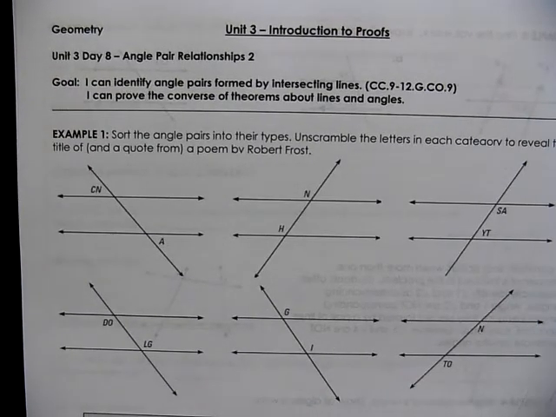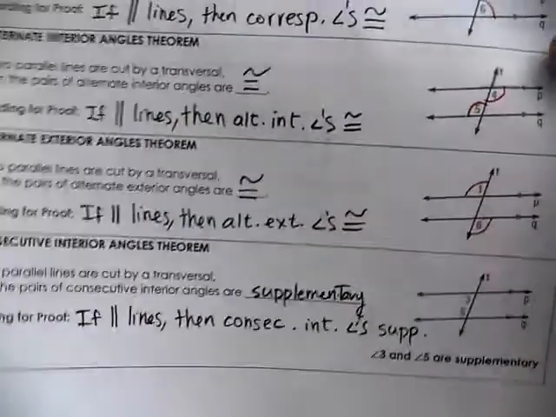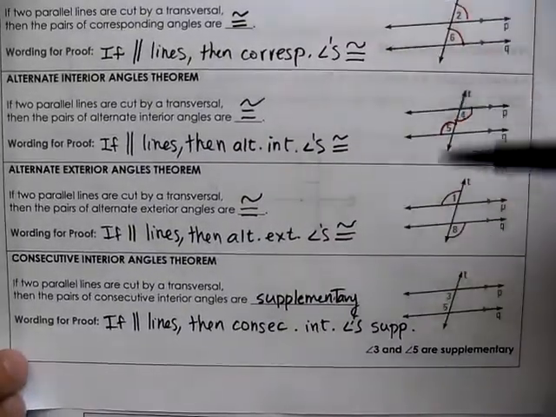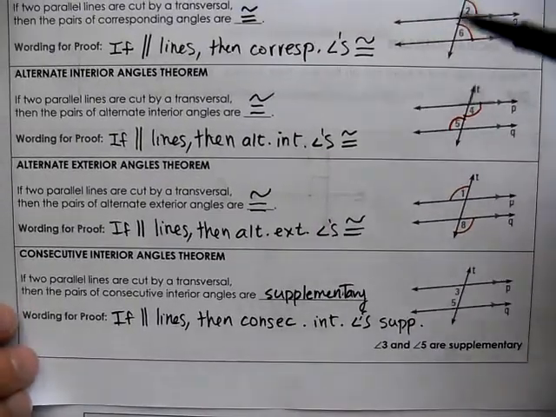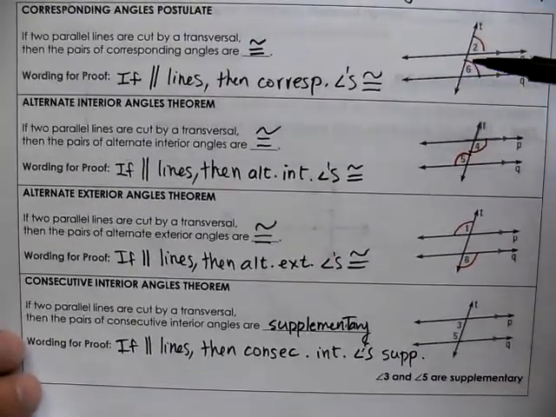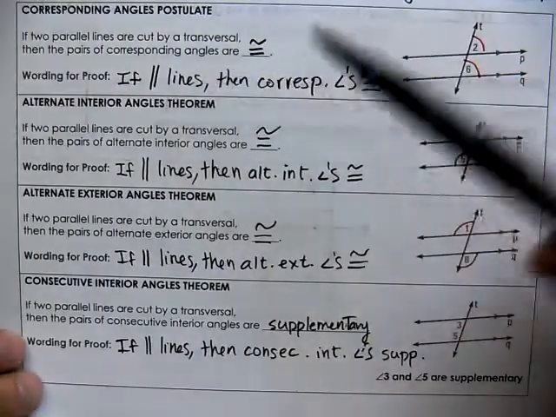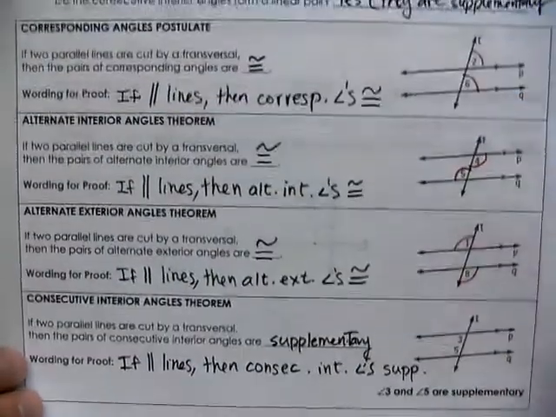Alright, hello everyone. Today we are continuing our work with using the angle pairs we learned in our previous day of notes. So let's go back to the previous day of notes and just review what those angle pairs were. There were four types and they were created if we had parallel lines. So the first one here, if we have parallel lines, then corresponding angles are congruent.